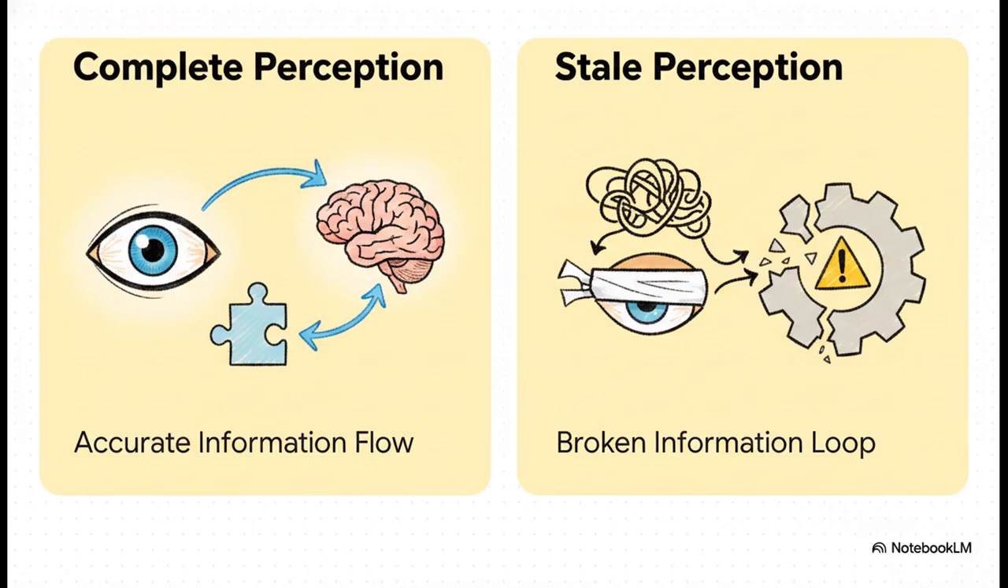If the environment changes or a tool fails, but the agent's context isn't updated to reflect that reality, the whole system breaks down. Research actually shows that incomplete or stale perception is the number one cause of agents getting stuck in infinite loops. They'll just keep trying to open a file that doesn't exist or use a tool incorrectly over and over again because they quite literally cannot perceive that their previous action just failed.